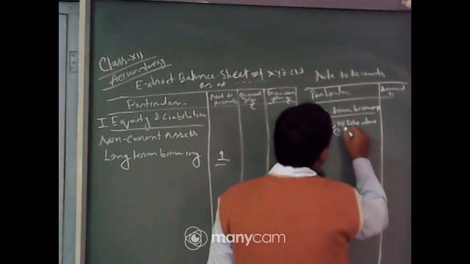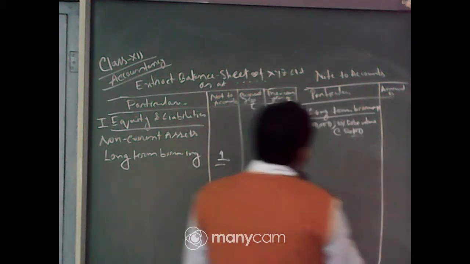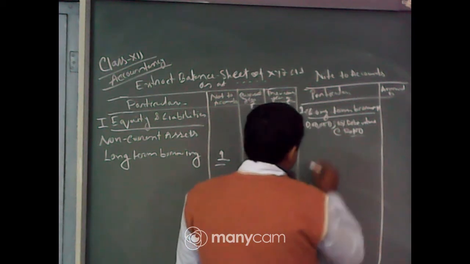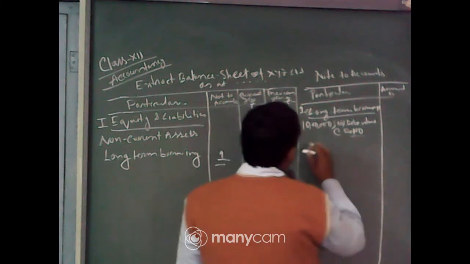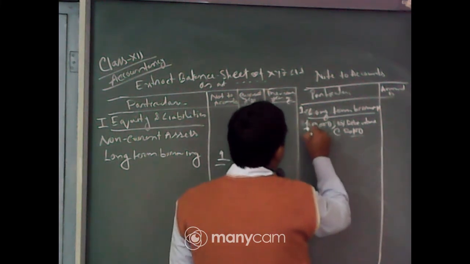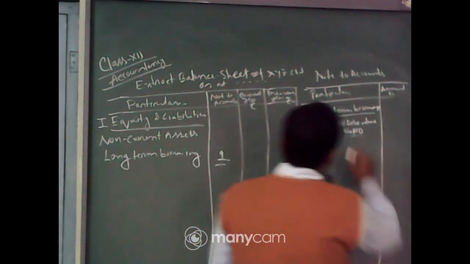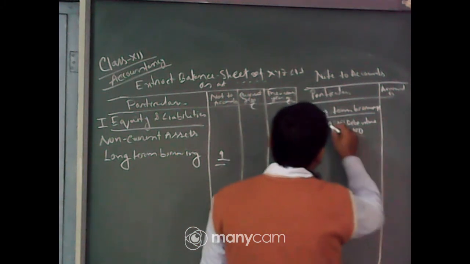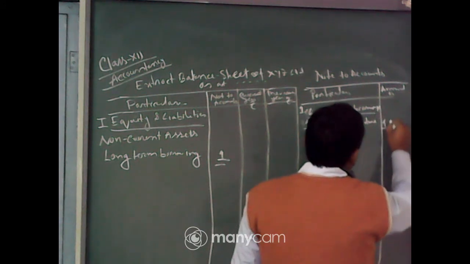At the rate of rupees 100, and this 100 is the nominal value. So you are issuing, not 10 lakh, you just do it 1 lakh debentures actually. With 1 lakh debentures, you are issuing at the rate of rupees 100. So what will it become? That is 1 crore.